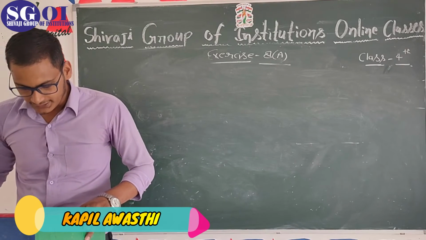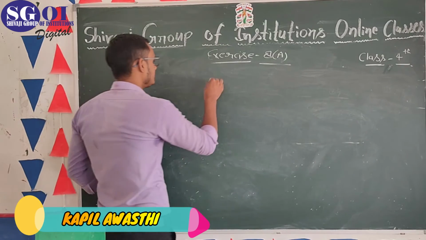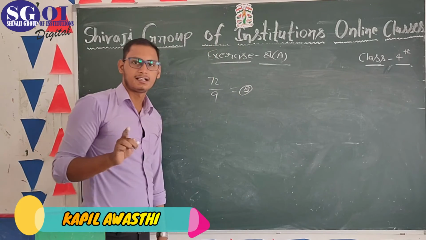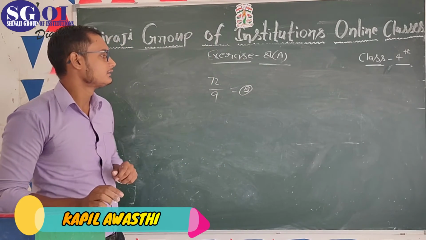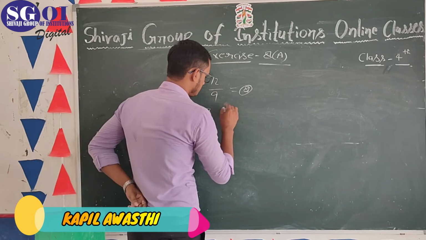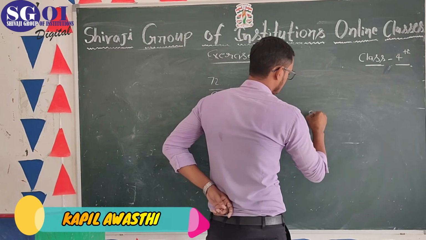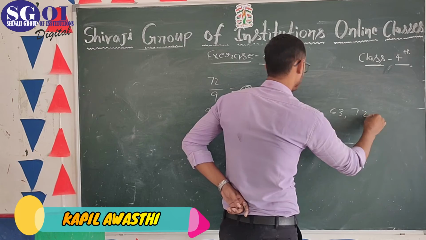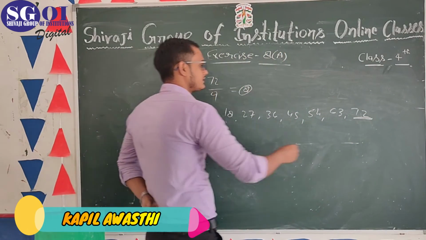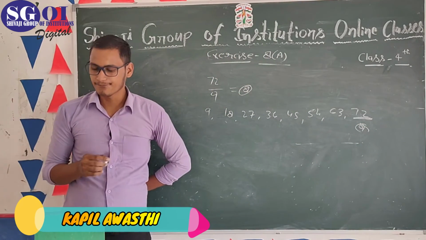Is 72 a multiple of 9? Yes. 72 is fully divided by 9. So we can say that 72 is a multiple of 9. 72 is the 8th multiple of 9. Okay.